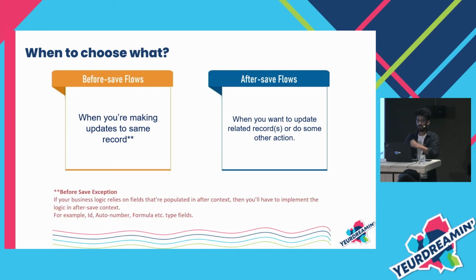And for example, a formula field is calculated in after context, after the record is saved to the database. So all those evaluations, auto number field. All these fields you have to be careful with, because you cannot use before save flows for these fields. So yeah.